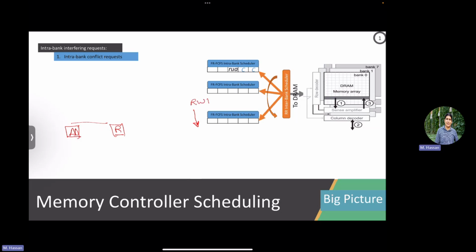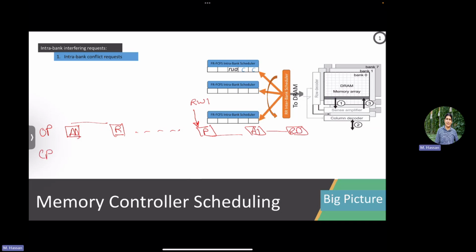Now, if you have an open page policy, and this is after quite some time, right? So you satisfy all the timing constraints. If this is open page, what do I need to do here is a pre-charge, then activate of the new row, which is row 1, and then my read operation, correct?